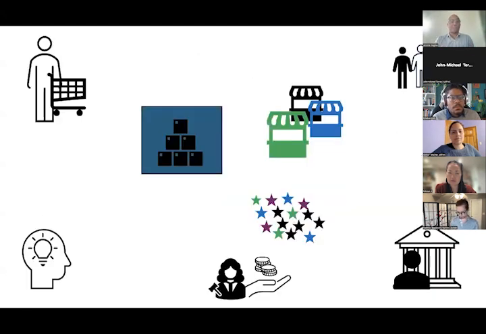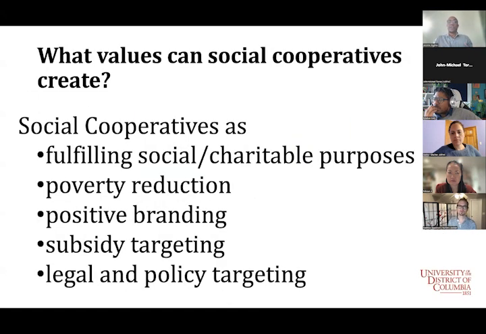So I want to maybe stop on the next two pages. Here I have a funny picture, but I have these different stakeholders in the community. I have consumers, I have workers, I have the social entrepreneur, I have philanthropy, and I have policymakers. And they all have to make decisions about who they allocate resources to, and where they put their time and attention. And so the idea of social cooperatives is that it provides a place where we can fulfill social and charitable purposes, reduce poverty, create positive branding for consumers, do some subsidy targeting, and provide legal and policy benefits.